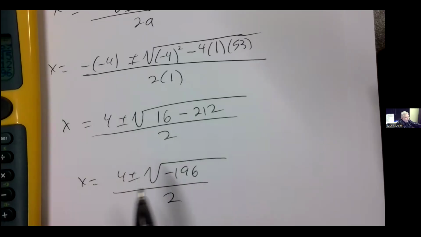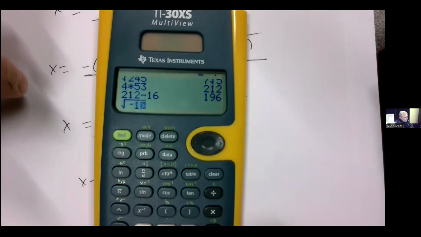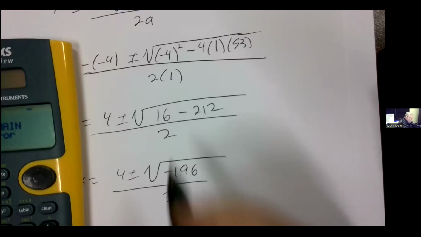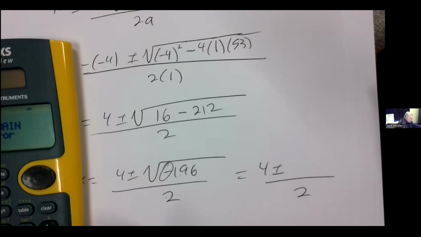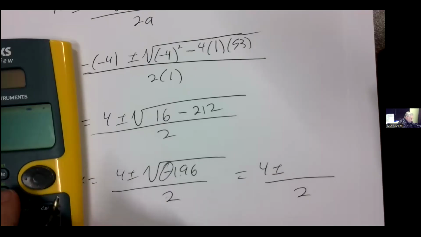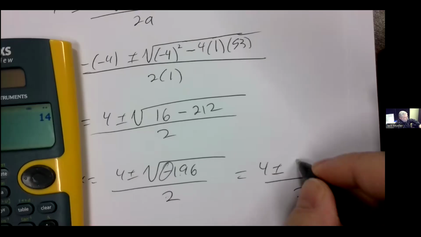Now what is the square root of 196? Big numbers, put it in the calculator. We're getting a domain error. What does that mean? Well, that means we have a complex number, because it's the square root of a negative. So before the plus or minus, there's going to be an i involved. You have to know to take that negative outside the square root. The square root of 196 is 14, so that'd be 14i.